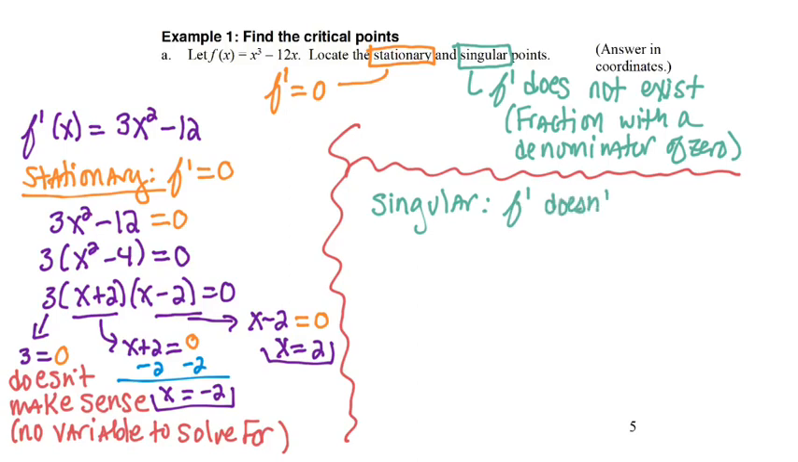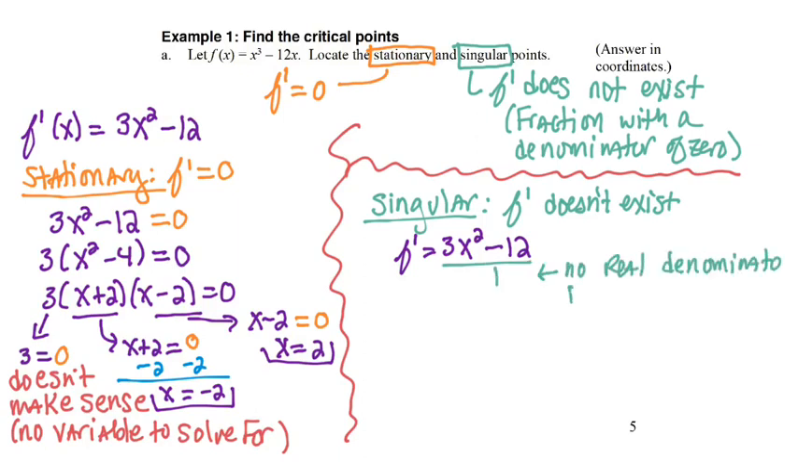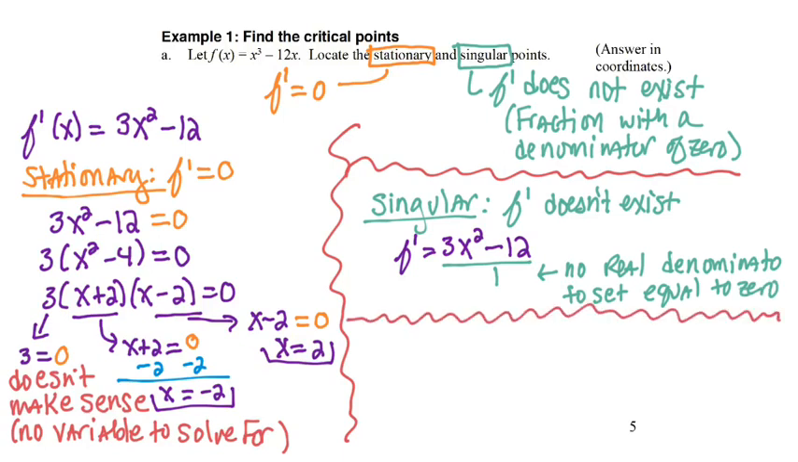The singular point is when f prime does not exist. So I take my derivative and I look at the denominator to see if it equals 0, because that's all we have, but this doesn't really have a denominator. If anything, it's over 1. And so there's no real denominator, and there's nothing to set equal to 0, so we don't have a singular point. We're ready to answer this question.